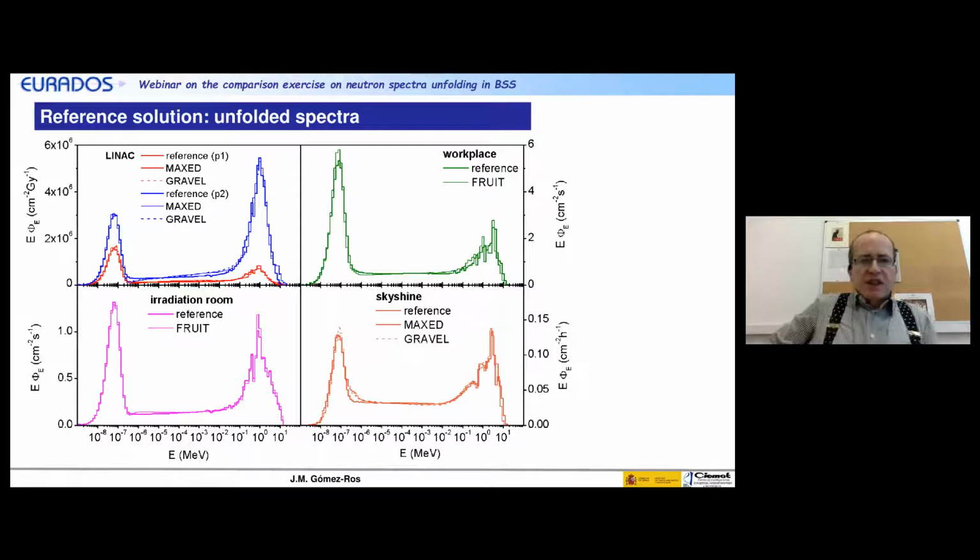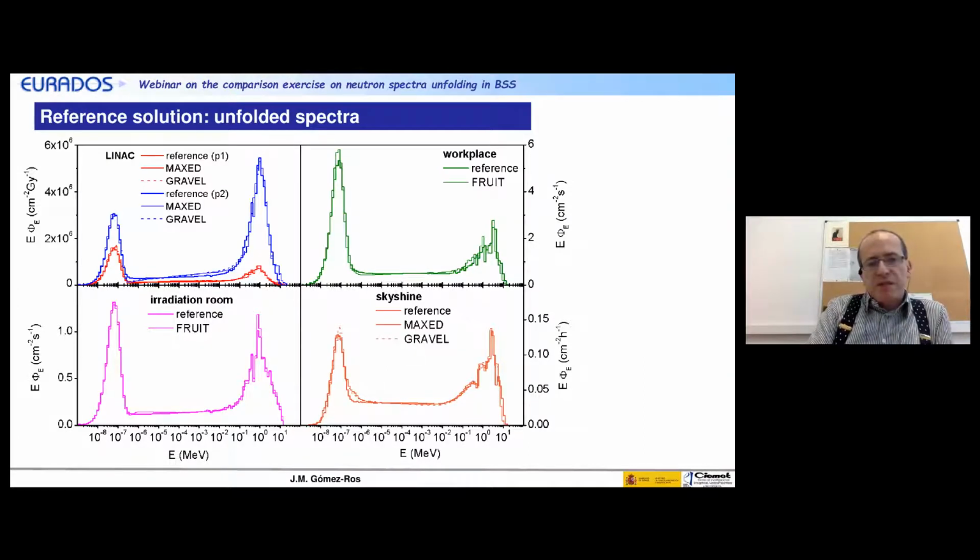This is the unfolded spectra compared with the reference. Obviously, when the participants made this calculation, and when we made this calculation, we made it without knowing the reference solution, because this is the real case. And as you can see, when the unfolding code, independently of the code, is used properly, usually the spectrum can be obtained with a good accuracy. Only in case of a very detailed structure, depending on the case, sometimes it cannot be identified if they are very thin resonances. But the spectrum can be obtained very accurately in all the cases.